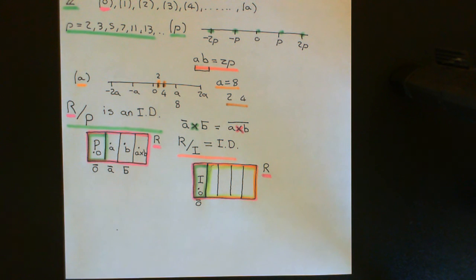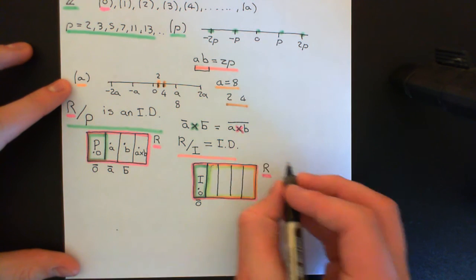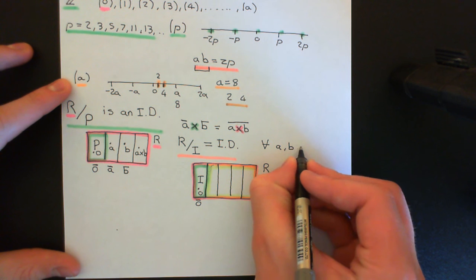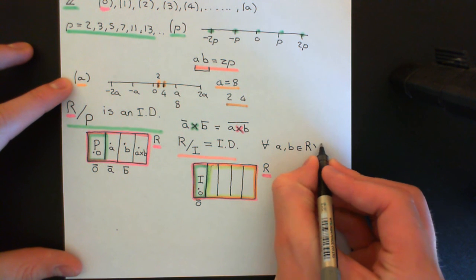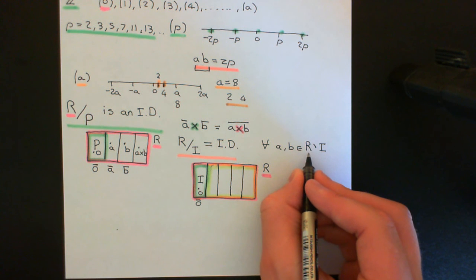Okay, so that's excellent. And what we want to prove now is that the ideal here was a prime ideal. Now what do we need to prove in order to prove that it's a prime ideal? Well, actually all we need to prove is that if we take two elements that are not in the ideal and multiply them together, so take two elements, for all a and b which are elements of the ring subtract the ideal, so all elements that are outside of the ideal in the ring.